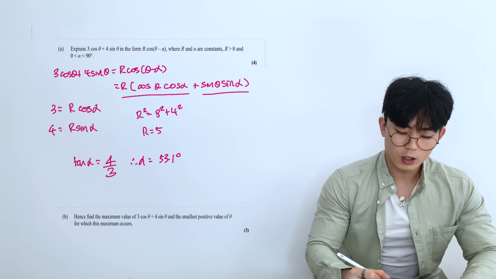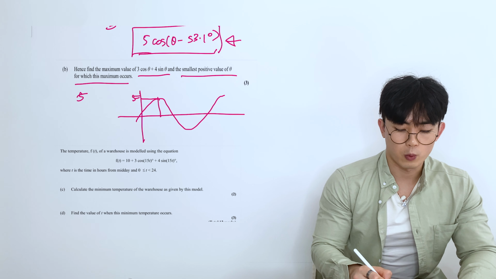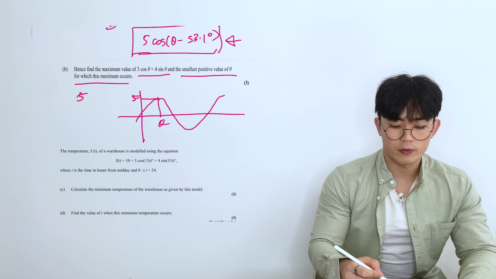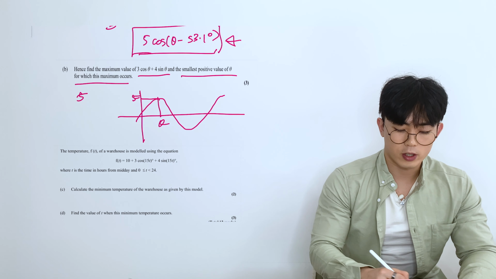Right, part B. Hence, find the maximum value of 3 cos theta plus 4 sin theta and the smallest possible value of theta for when the maximum occurs. Well, the max is very simple. It's just 5, right? But they're asking us when does it occur? Well, you can visualize it by sketching it. So if I sketch this graph here, this 53.1 is going to move to the right by 53.1, right? So the cos graph will be translated right by 53.1 degrees. This is 5. And so we're looking out for when is this theta here. So therefore, theta is also going to be 53.1 degrees because it's just translated right by 53.1. So the maximum value will be 5, and it will occur when theta is 53.1 degrees.